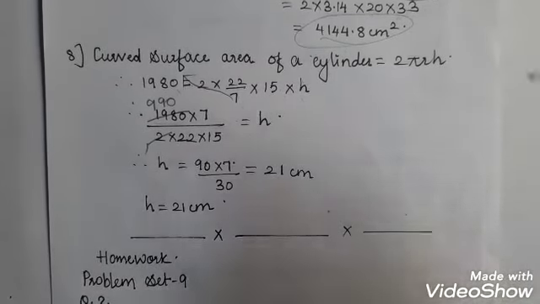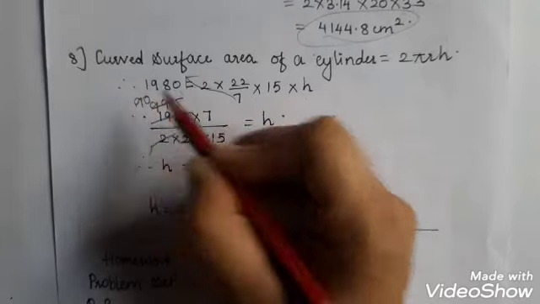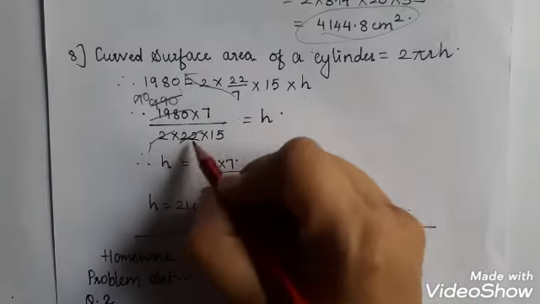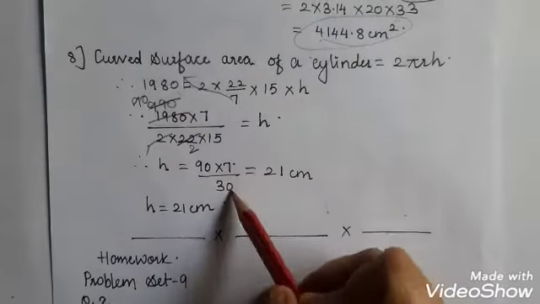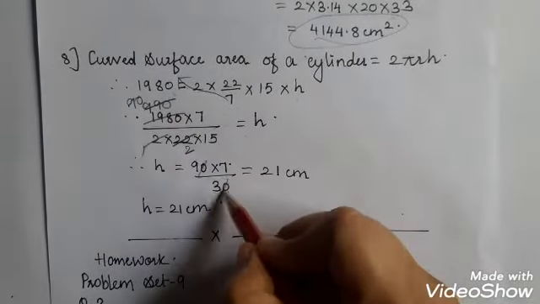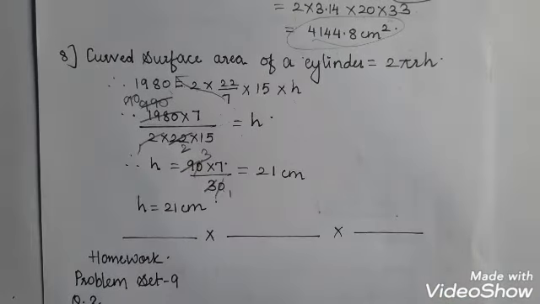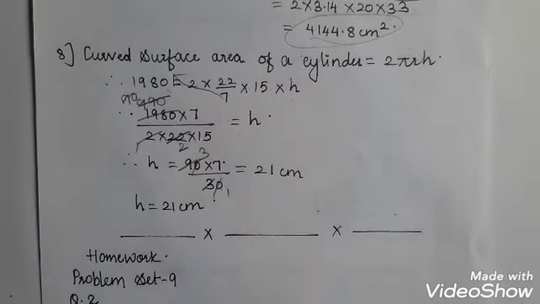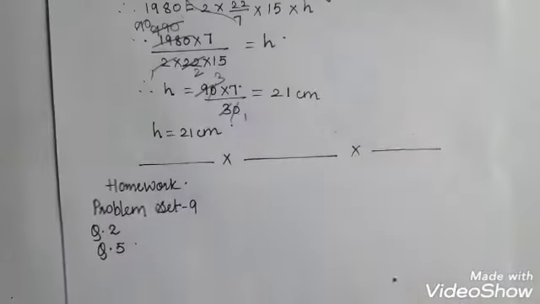Then 11 nines are 99, 11 zeros are 0, 11 twos are 22. So 0 0 gets cancelled, 3 ones are 3, 3 threes are 9. So h is equal to 21 centimeter. Okay. So we get the height as 21 centimeter.